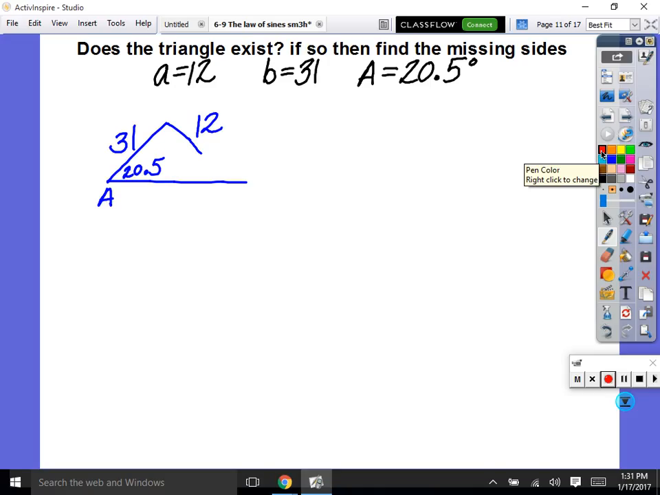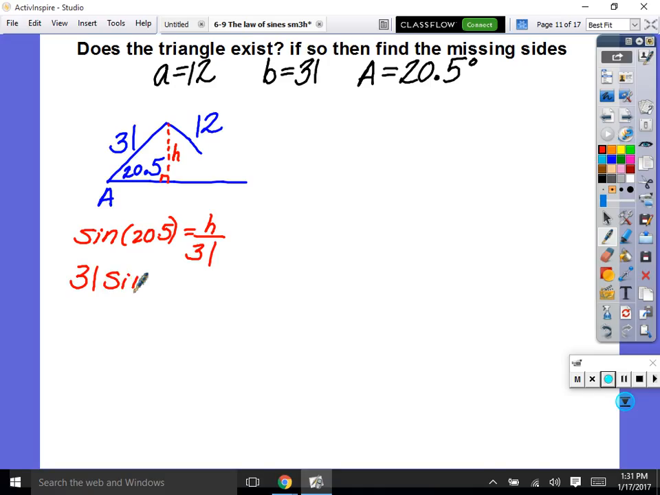Now we need to check. Is this side going to extend and go like this and never cross because it's shorter than our height, right? Or is it going to come down and cross twice? So let's figure this out. We've got to figure out the height first. So we have a right triangle, and we're going to go opposite and hypotenuse, which is sine. So sine of 20.5 equals opposite over hypotenuse. So let's solve for our height so we know how many times this is going to cross. 31 sine of 20.5 equals my height. What is it?